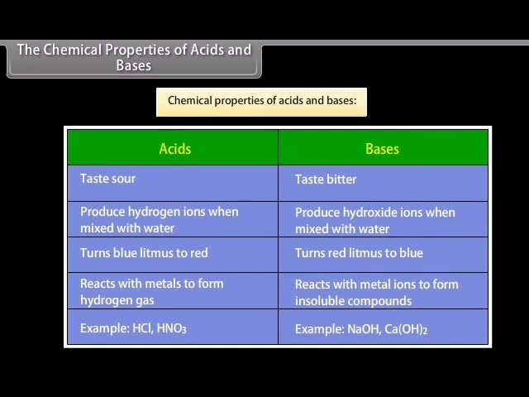Acid reacts with metal to form hydrogen gas. Base reacts with metal ions to form insoluble compounds. Examples of acids are HCl and HNO3. Examples of bases are NaOH and Ca(OH)2.